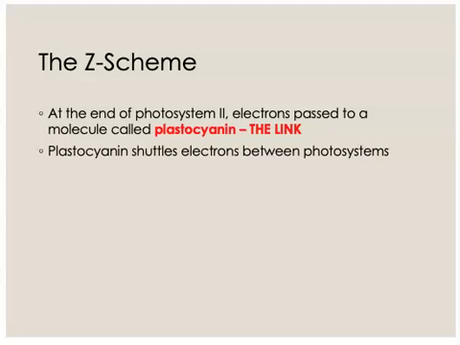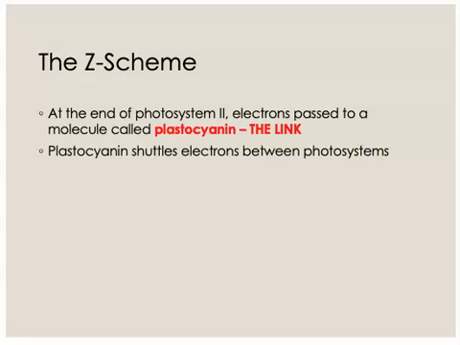So the question is, what is it that connects the photosystems? What is it that allows the events of photosystem 2 to sort of trigger the events in photosystem 1? And the answer is a very specific type of molecule called plastocyanin. At the end of photosystem 2, just like at the end of the electron transport chain in cellular respiration, there has to be a molecule there to act as the final electron acceptor. And that molecule is plastocyanin.